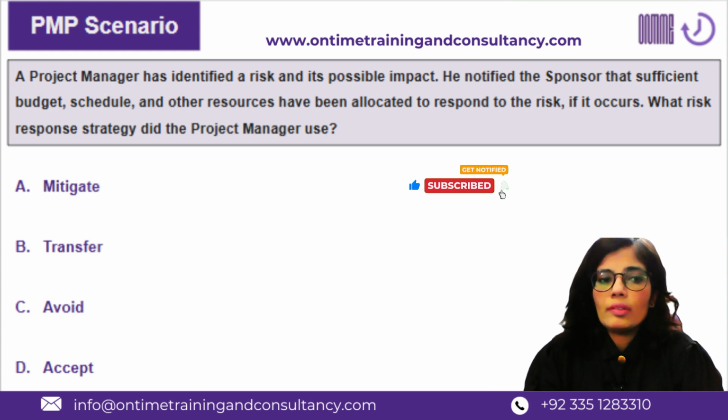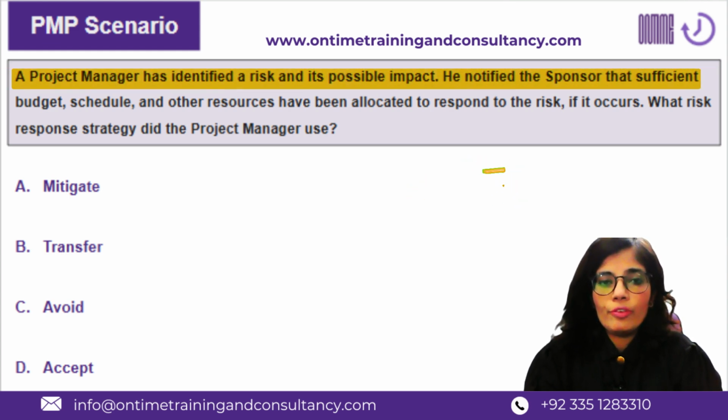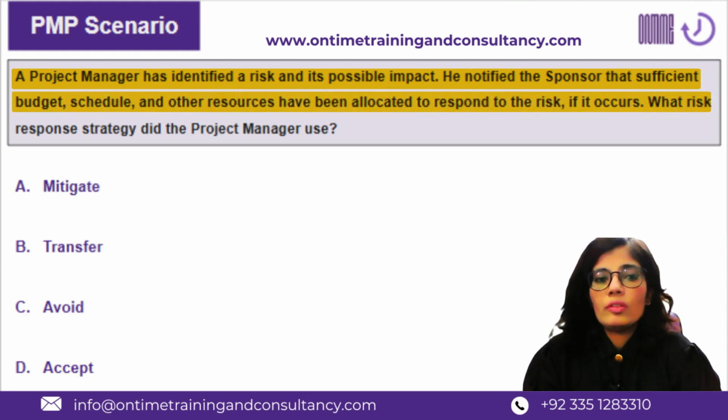The scenario says that a project manager has identified a risk and its possible impact. He notified the sponsor that sufficient budget, schedule, and other resources have been allocated to respond to the risk if it occurs. What risk response strategy did the project manager use?